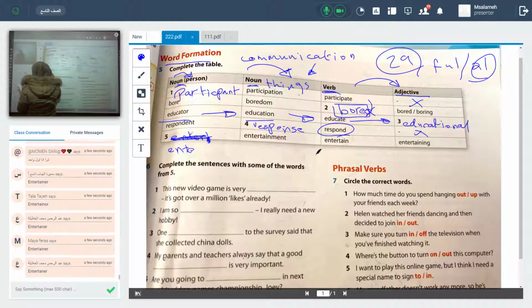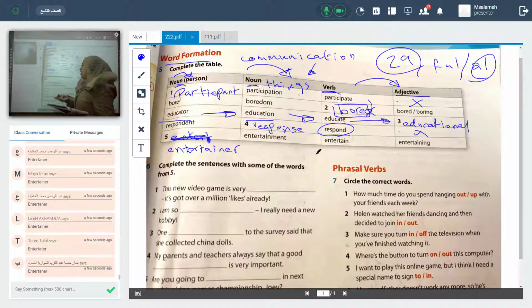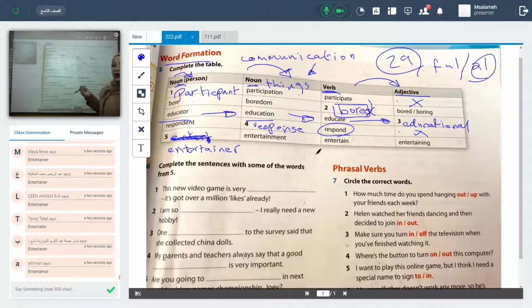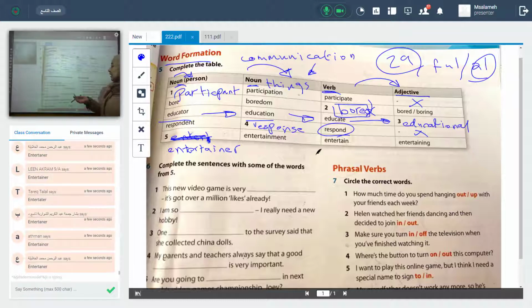This is the last one. Entertainer. Excellent. Entertainer, the person who makes entertainment, اللي بيعمل التسلية. Entertainer, the person who makes the entertainment.